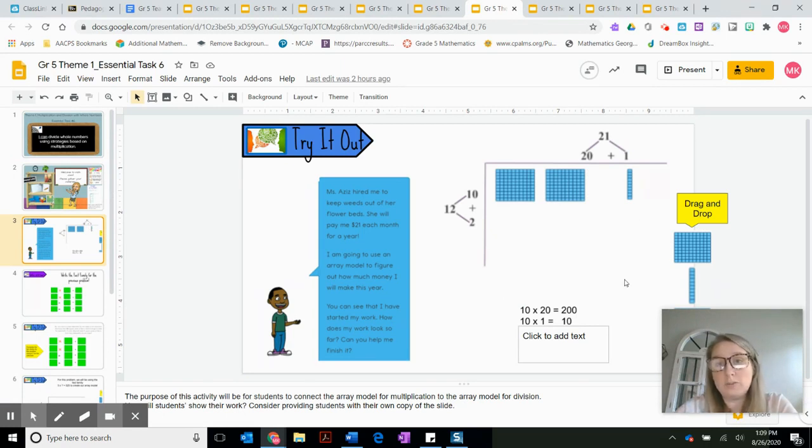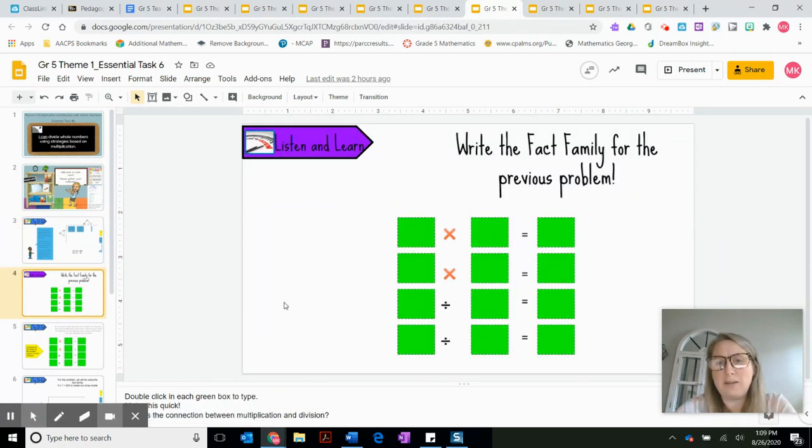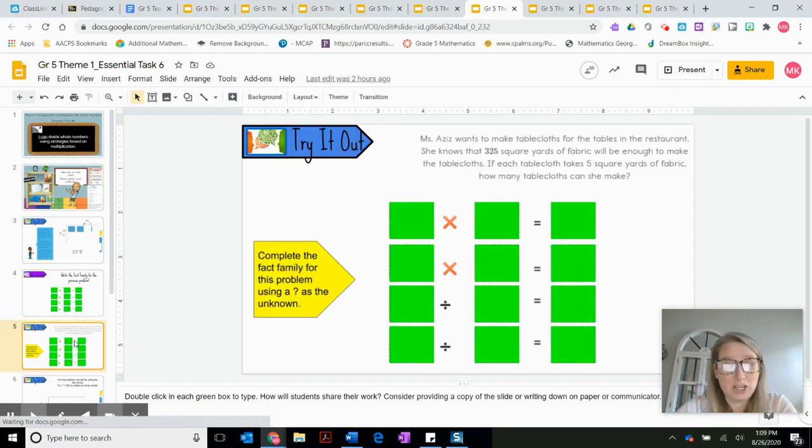So starting, here's a multiplication problem. We're going to build that array model. And we're going to talk about what's that fact family that matches that array model. How does it show division? How does it show multiplication? And then we're going to take that thinking and we're going to solve a division problem using multiplication.